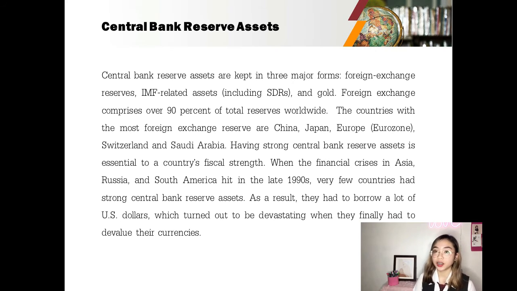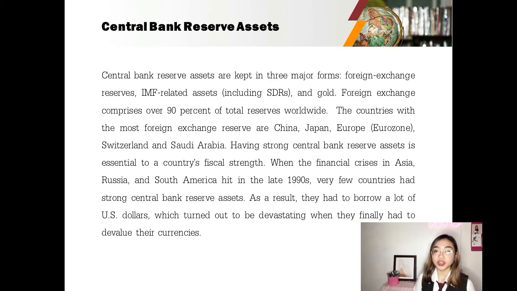Foreign exchange reserves are assets held in reserve by a central bank in foreign currencies, which means that these currencies are adopted by foreign countries such as the United States. These reserves are used to back liabilities and influence monetary policy. Next is the IMF-related assets that accounted for 3% of total international reserves at the end of 2018. Having strong central bank reserve assets is essential to a country's fiscal strength.